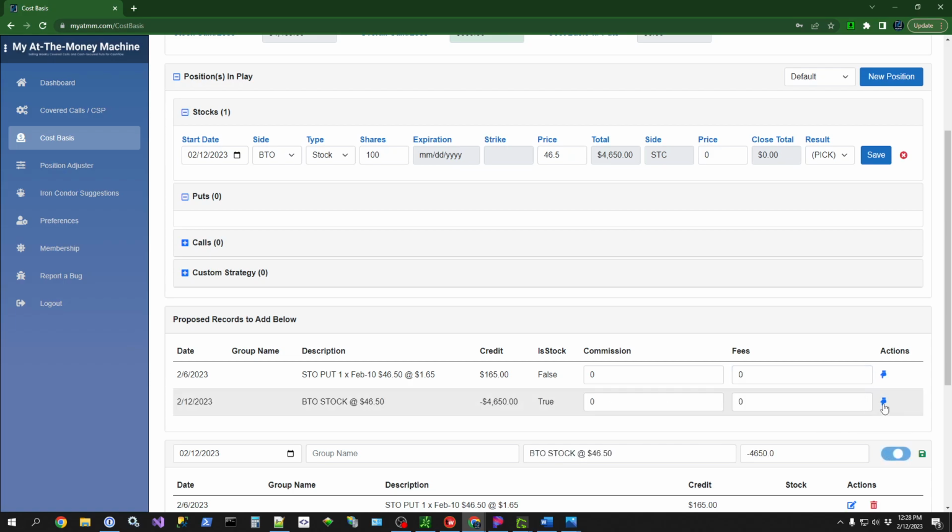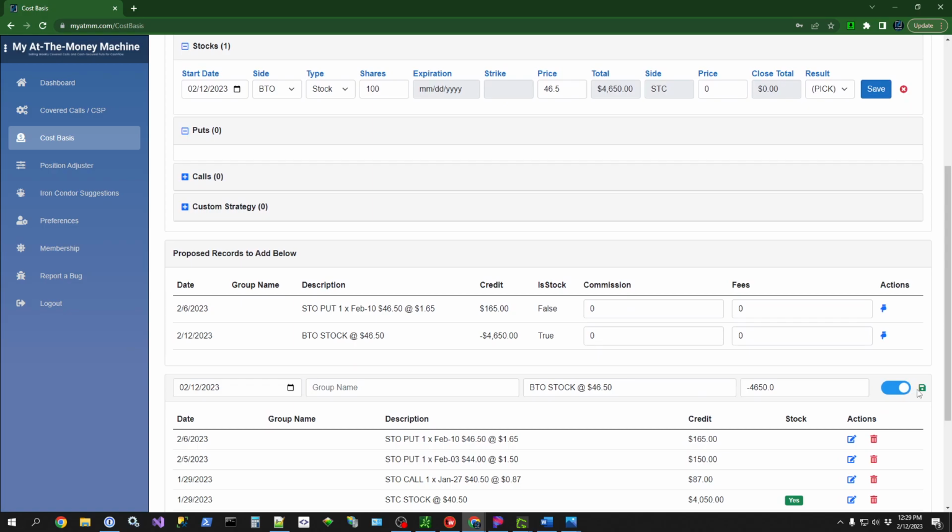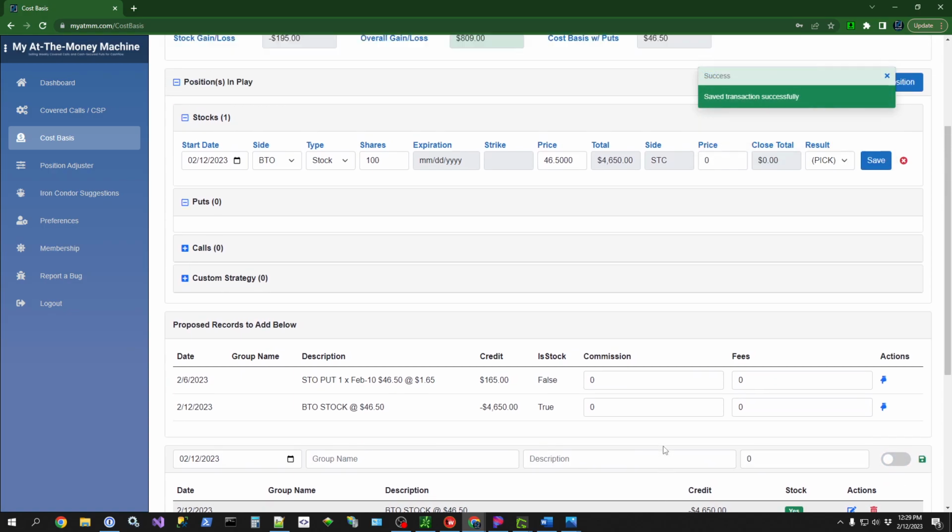So let's go and move this transaction down. We bought some stock, $4,650. It's a stock, that's why this toggle is on. So we click save, and now that transaction is recorded.